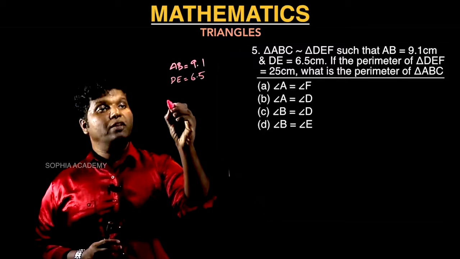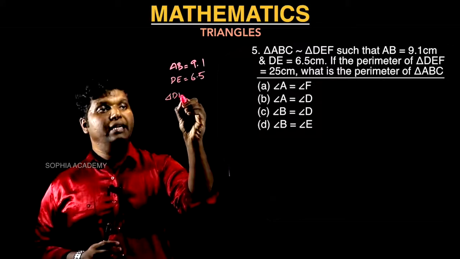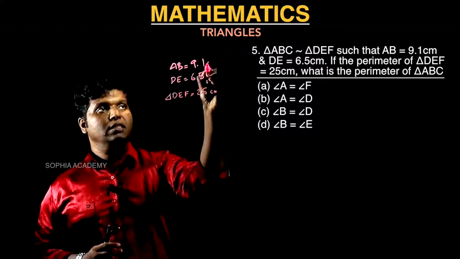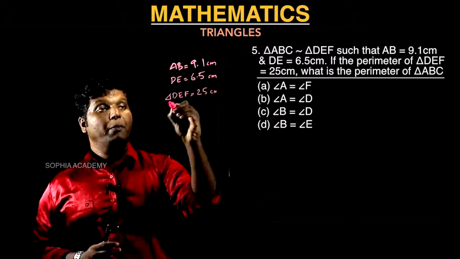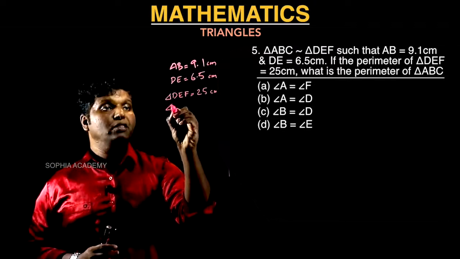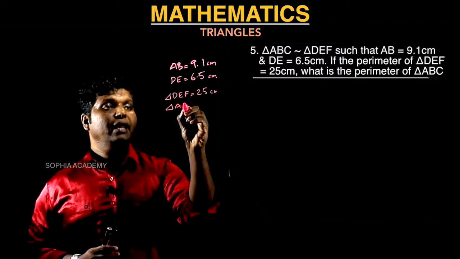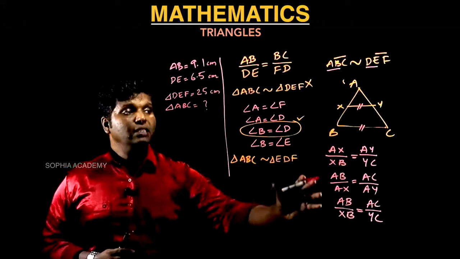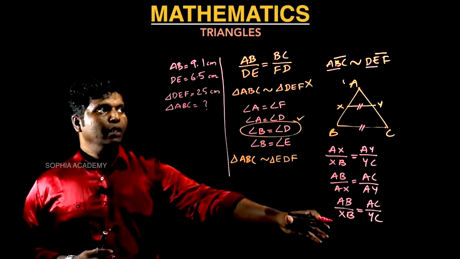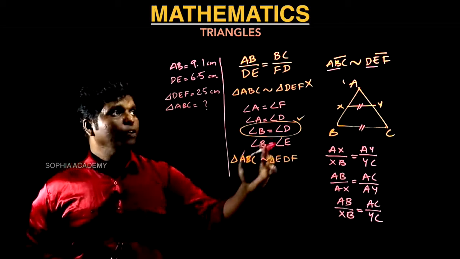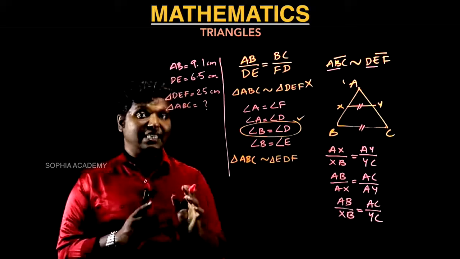If the perimeter of triangle DEF is 25 centimeter, all these things are centimeters, okay? You have to find the perimeter of triangle ABC. That's your question. As I told you regarding this one, first of all, I told you about similarity, right? When we are talking about similarity, from this condition, you can say there are 6 things to be found.